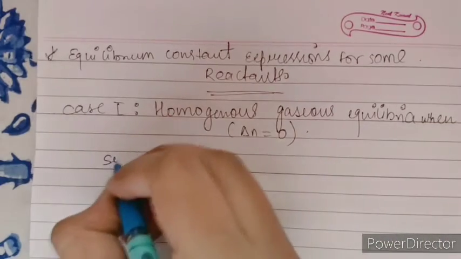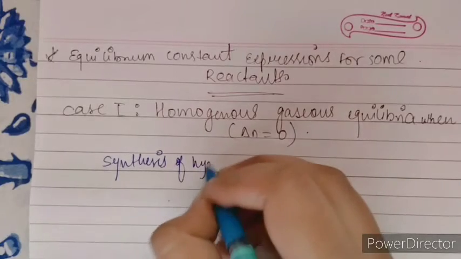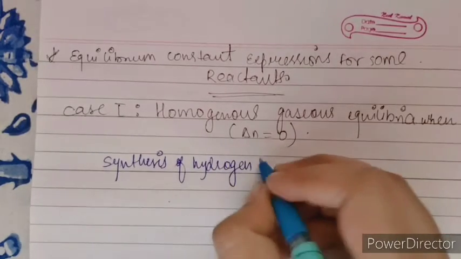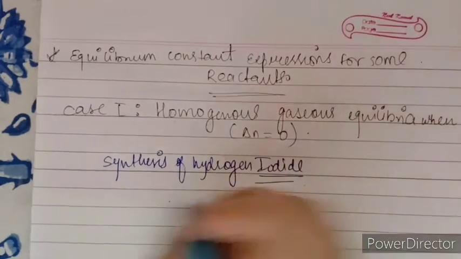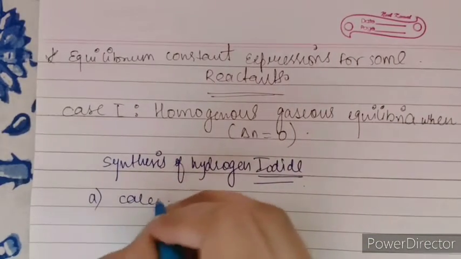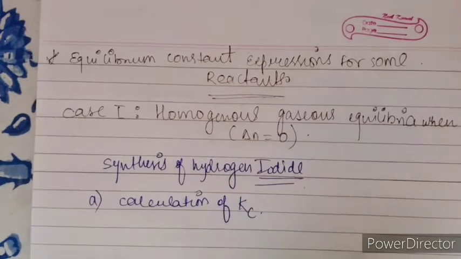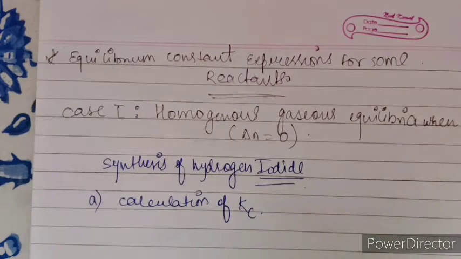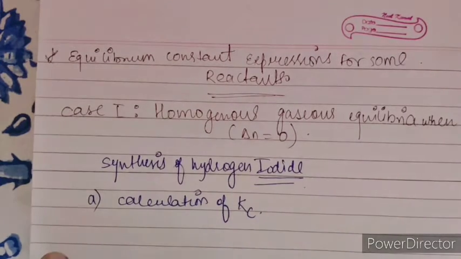For this we will take the example of synthesis of hydrogen iodide. So first of all we have to calculate Kc. Suppose the initial concentrations of hydrogen and iodine are A and B respectively, X is the degree of dissociation, and V is the volume in liters.